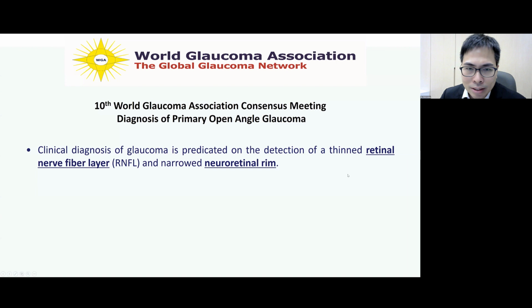Now, notice that this statement contains no cup to disc ratio, contains no intraocular pressure, contains no visual field measurements. It's perhaps surprising to many of you because many of you believe intraocular pressure is important, visual field is important, but for the diagnosis of glaucoma, we didn't list any of the IOP or visual field or even cup to disc ratio parameters in this consensus. So we basically focus on two key parameters, which are RNFL and neuroretinal rim.